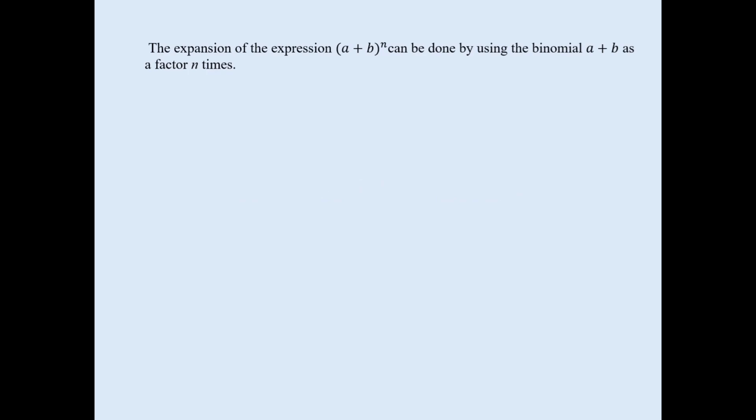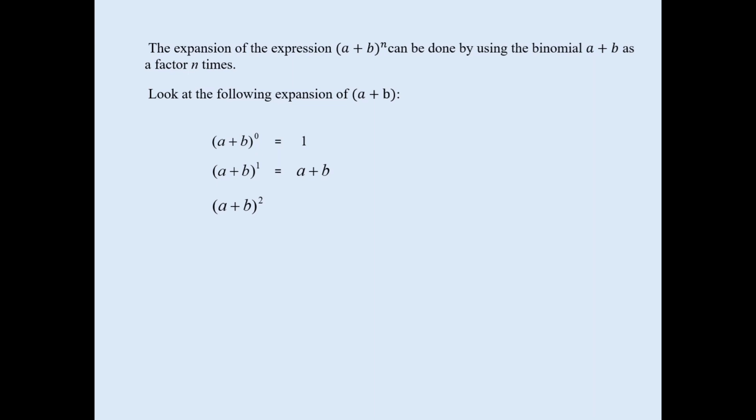Hi there! I'll be discussing to you the binomial expansion. The expansion of the expression (a plus b) raised to the power of n can be done by using the binomial a plus b as a factor n times. For example, if you have a plus b raised to the power of 0, that will be equal to 1, because any number raised to the power of 0 is simply equal to 1. If you have a plus b raised to the power of 1, this is just simply a plus b.